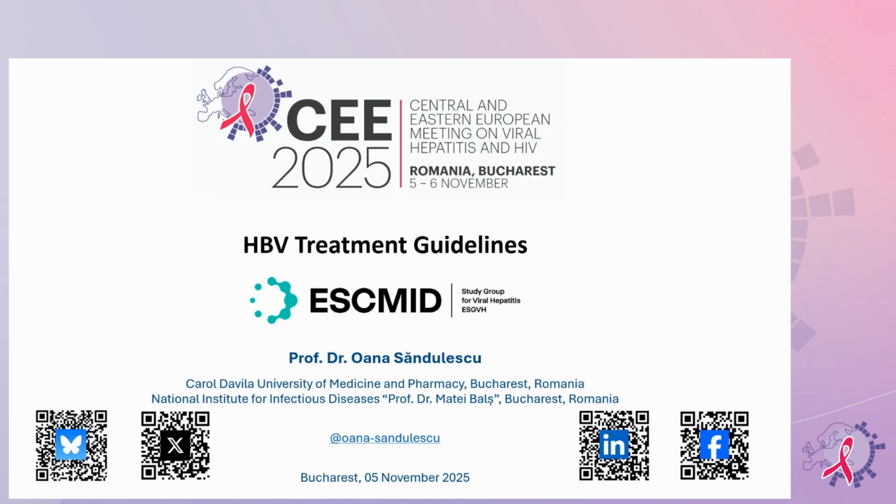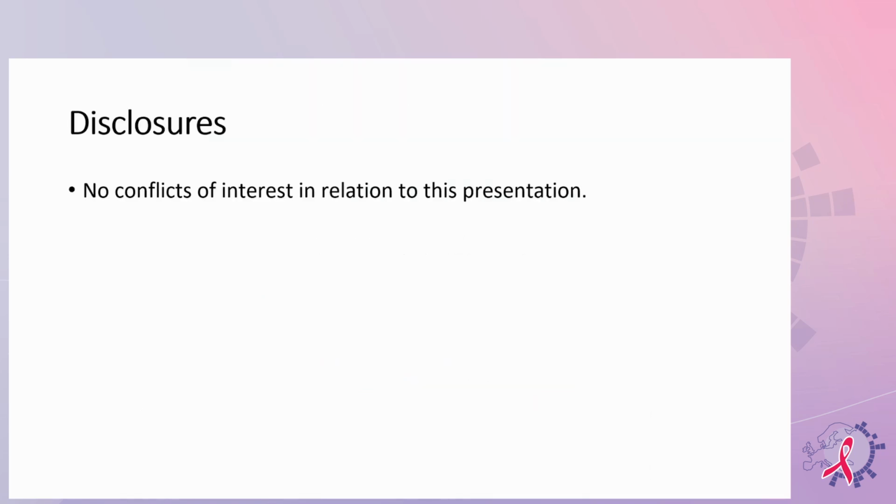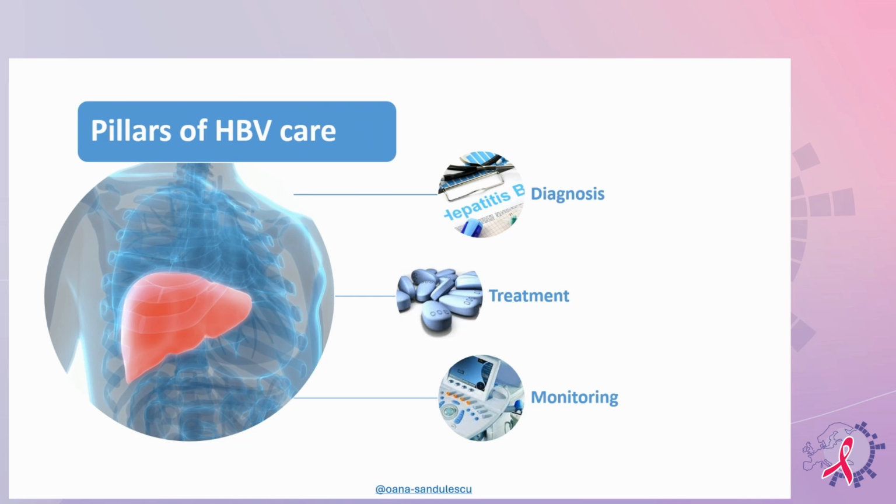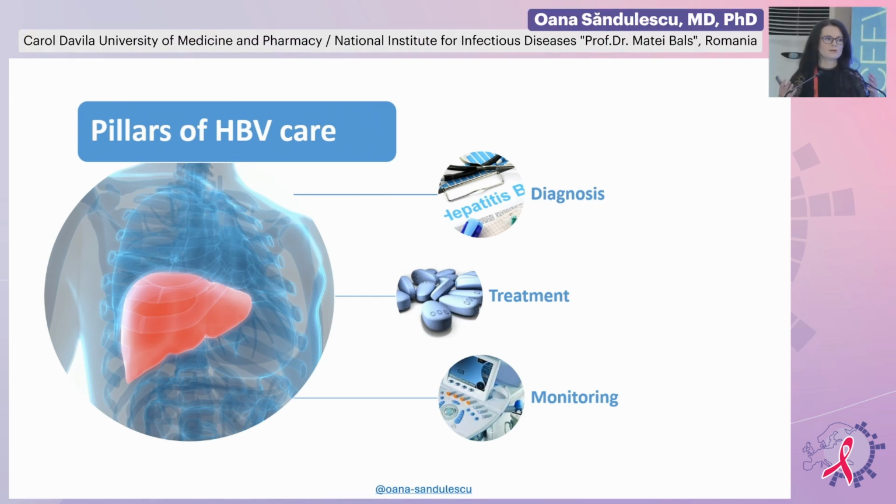We're here to discuss the management of viral hepatitis in this session. Whenever we talk about HBV, we talk about different pillars of care. The first thing that we need to do is to diagnose patients, and we can do that in two ways.